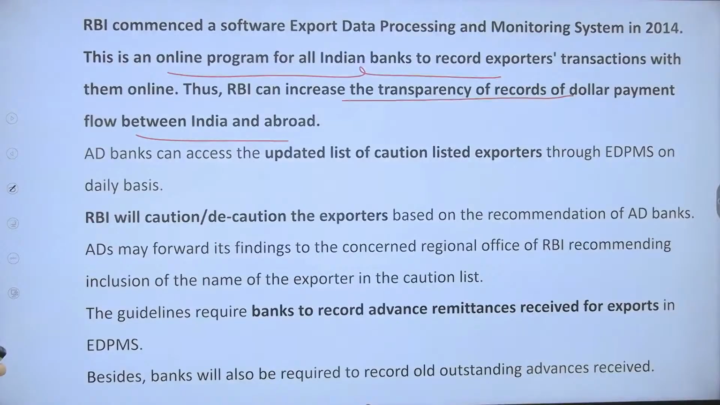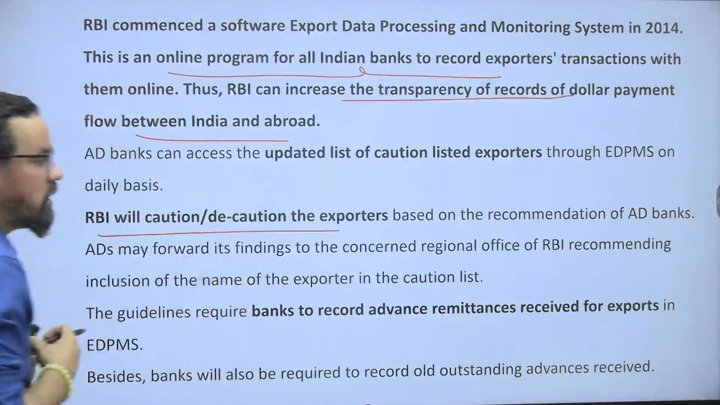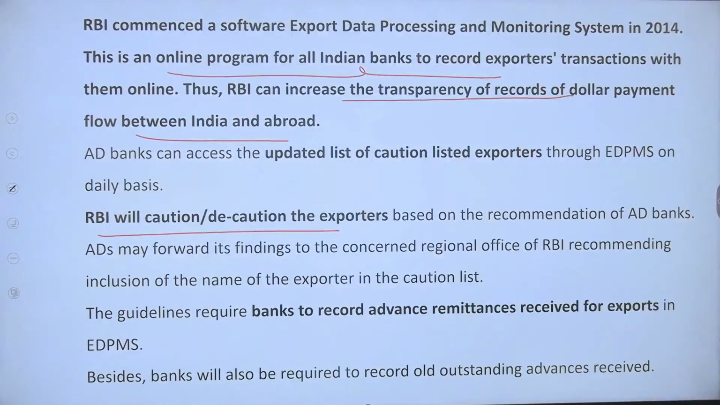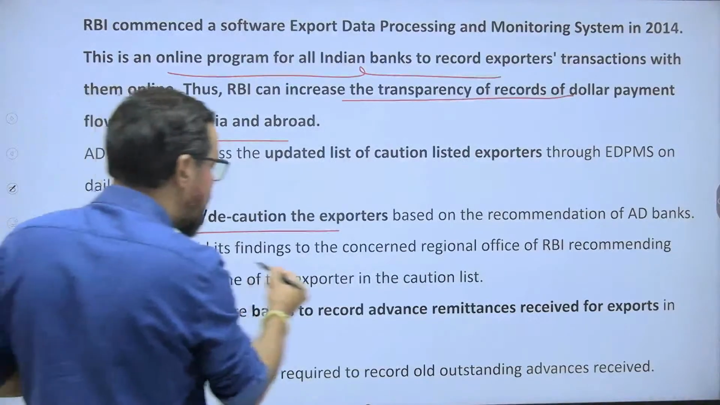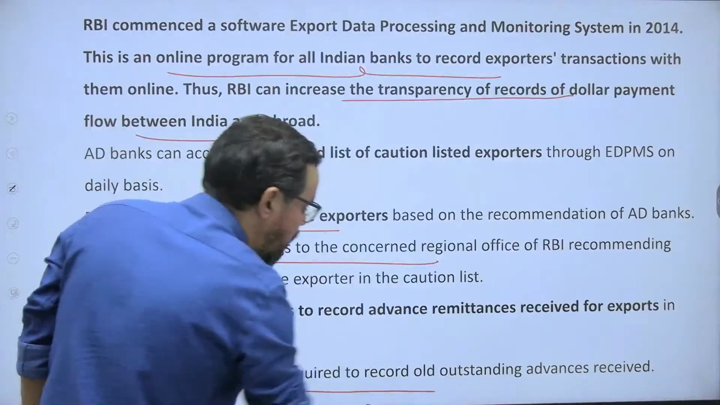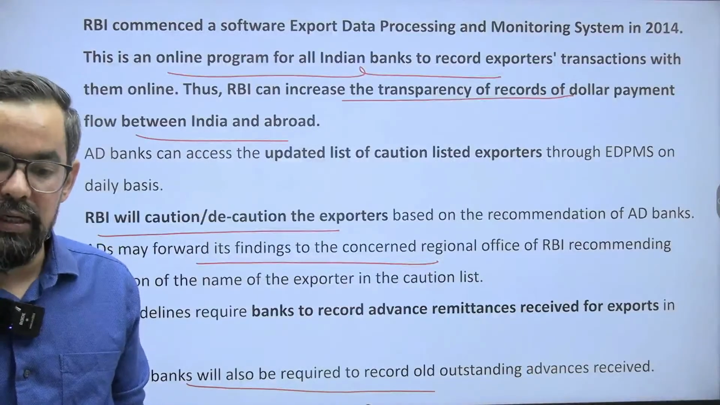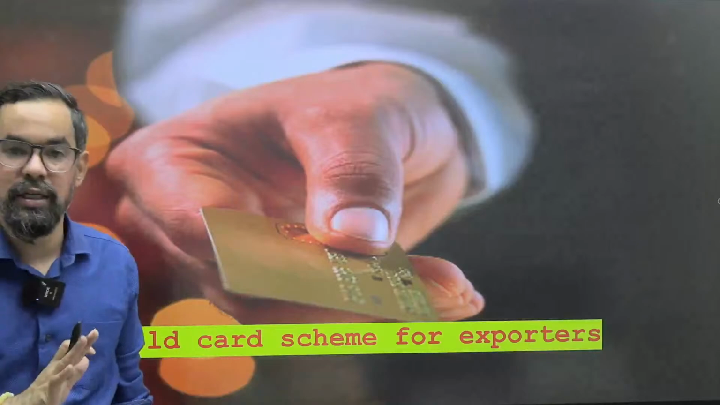Authorized dealer banks can access the updated list of caution listed exporters through EDPMS, okay, on a daily basis. RBI will caution and decaution the exporters based on the recommendations of authorized banks. Authorized dealers may forward their findings to the concerned regional offices of RBI, recommending inclusion of the name of the exporter in the caution list. The guidelines require banks to record advance remittances received for exporters in EDPMS. Banks are also required to record old outstanding advances received. Okay? If they are receiving some old outstanding balances and all, again they have to record it in this particular platform.